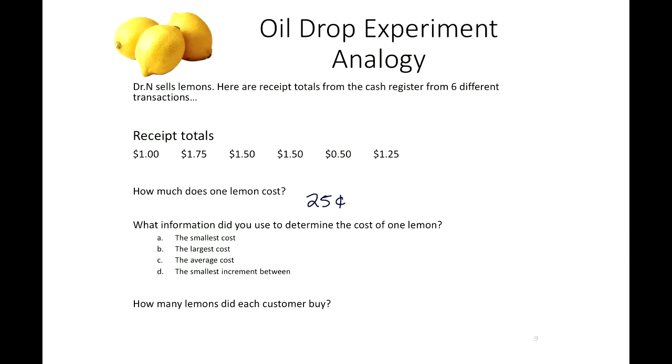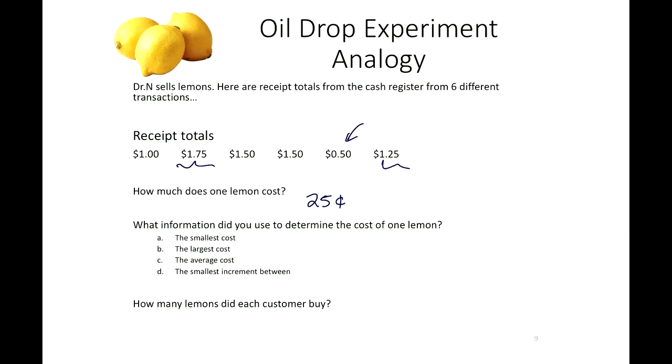Would you have gotten into trouble if you assumed that this person bought 1 lemon? Yeah, because if you assumed that person bought 1 lemon and 1 lemon cost 50 cents, some of the data doesn't work, right? This one wouldn't make sense, that one wouldn't make sense, okay? So how did we get 25 cents as the cost of a lemon? Smallest increment between, that makes sense with the data.